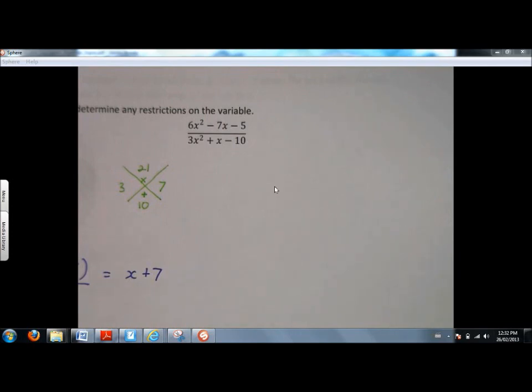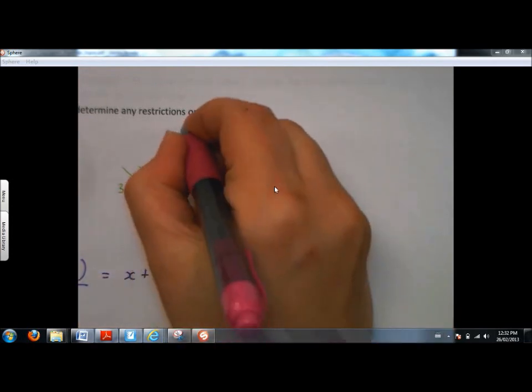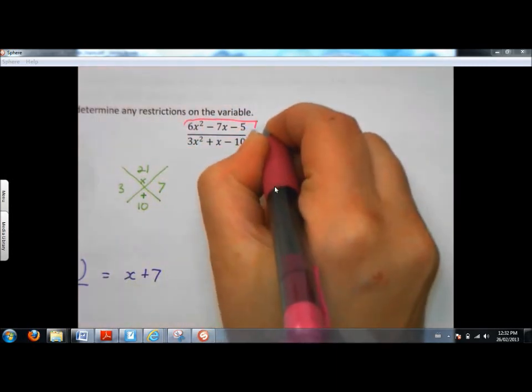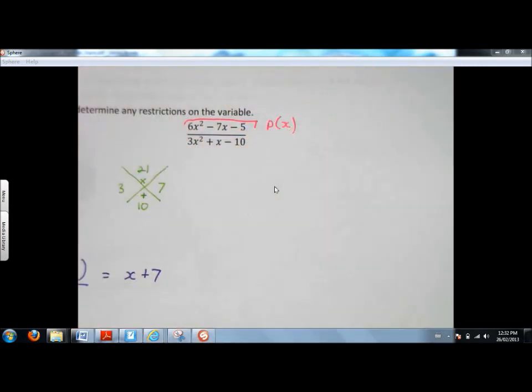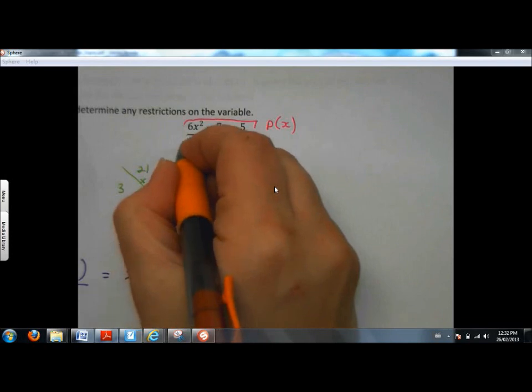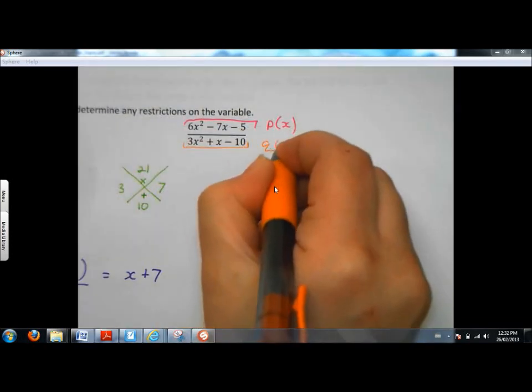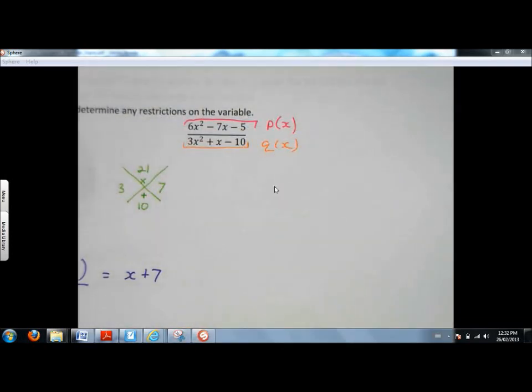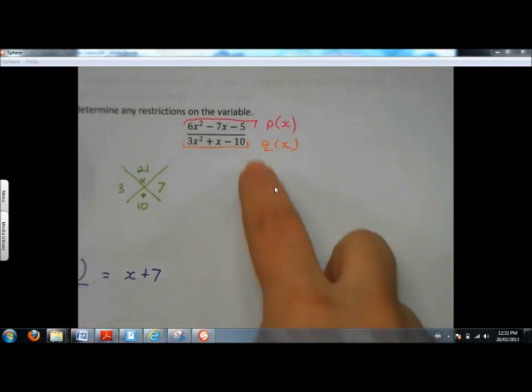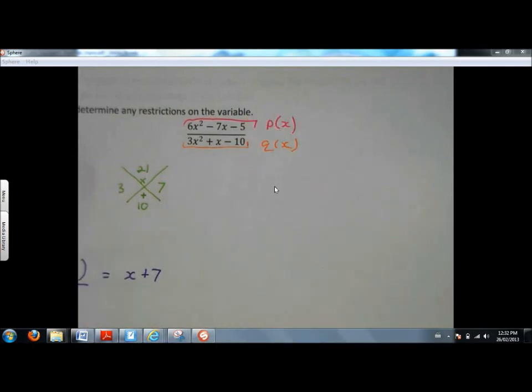For example 2, we have one numerator. I'm going to call my numerator p of x. I'm going to call my denominator something else. I'm going to call my denominator q of x. Why am I doing this? Mostly because I need some way of keeping track of each while I split them up. You can keep everything together. I find I get a little lost about which number goes where.